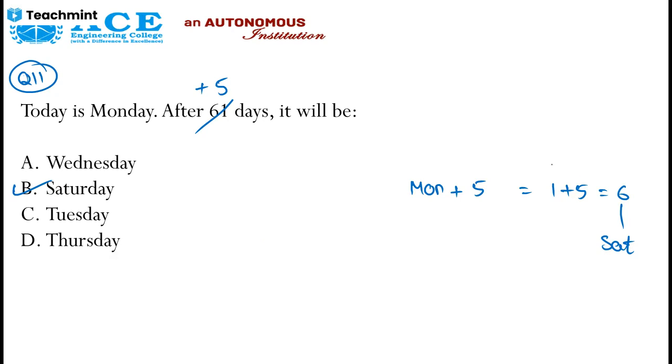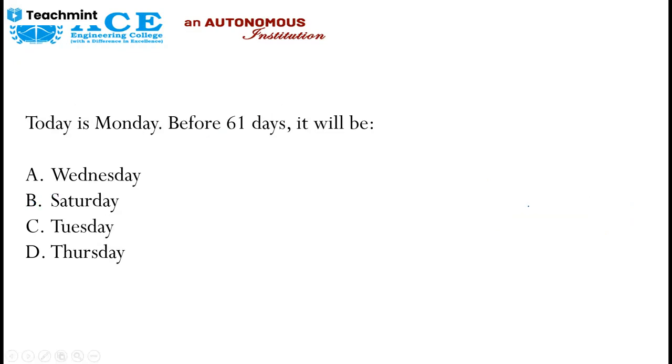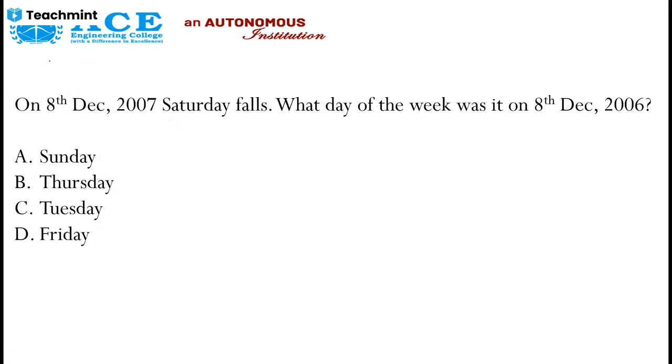Odd days are from 0 to 6. If 1 is there, we can call it Monday, 2 means Tuesday. That point I'm writing here: Monday is 1, in that way. This one will get Wednesday. You practice this, you'll get Wednesday. The 13th question, this also you practice.